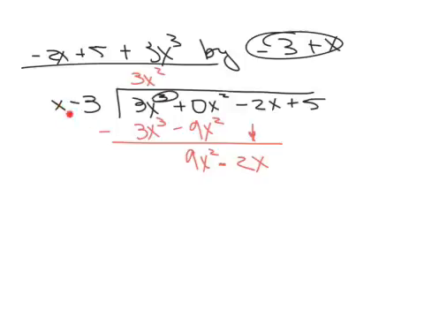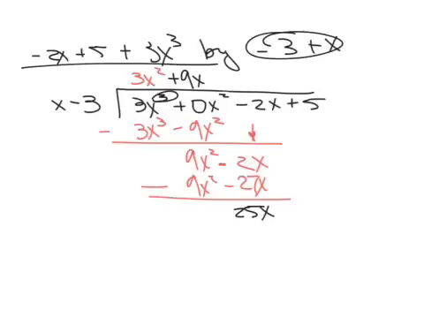Now we divide x into 9x squared, and we get 9x. Now we take this times this, and we get 9x squared. Then we take this 9x times negative 3, and we get minus 27x. Line minus. Don't forget the line minus. These go away. Negative 2x minus negative 27 is negative 2x plus 27. So I get a 25 there. Bring down my 5.